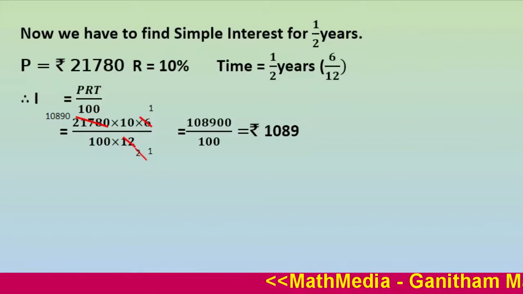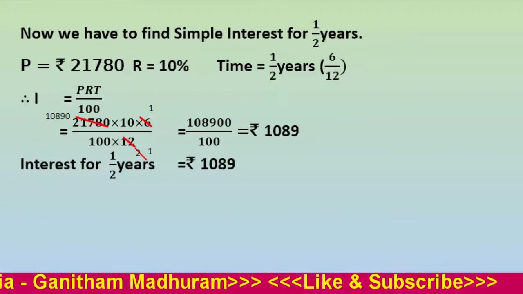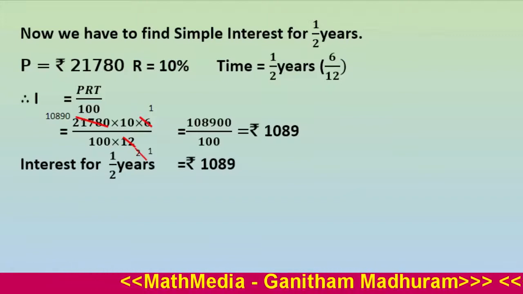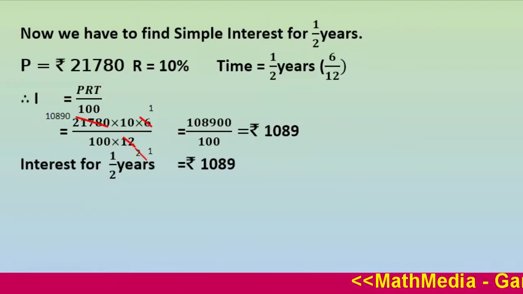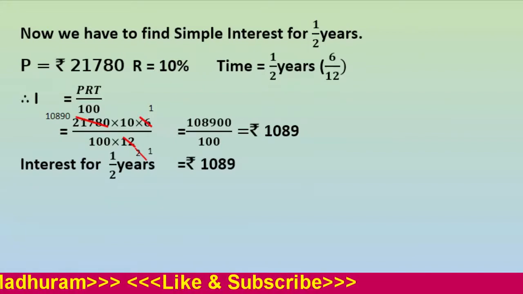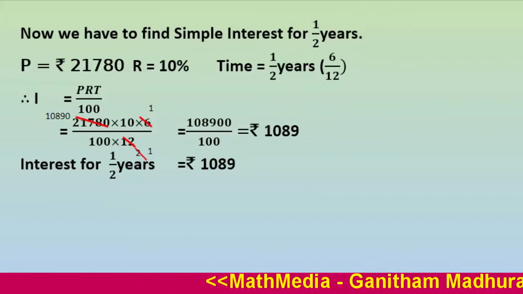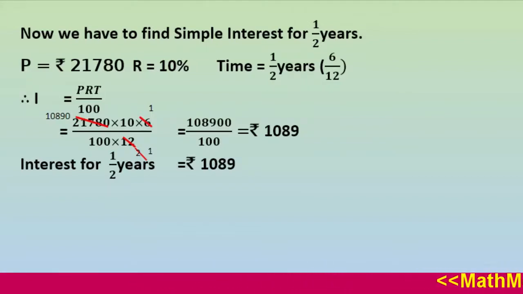2 zeros can be cancelled. 6 and 12 can be cancelled. You get a 2 in the denominator, 3 in the numerator. Again 2 and 21,780 is cancelled. So we get the answer as 1089. So the simple interest we calculated is 1089.